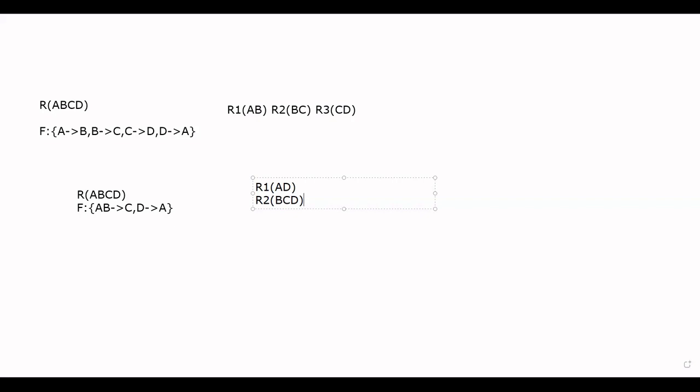What is the method? Because it is A, B, C, right? So see, if you have AB, then what is the possibility: A to D, D to A. If we talk about BC, then from B to C, then B to CD, then BC to D. But anyhow, it's not possible for you to get AB combined. We can say many combinations are possible, but still you cannot get AB. So that's why it is not dependency preserving.